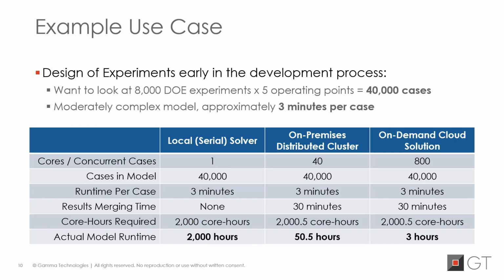Again, we have the same 40,000 cases, 3 minutes per case, and 30 minutes of overhead for merging results, giving us the same 2,500 core hours as the on-premises cluster. But with 800 cores, we can expect the simulation to complete in about 3 hours. So you can really start to see the value of cloud computing here, as you can take a simulation that used to take several days to complete, and not only set it up, but also run it and analyze the results all within the same working day.